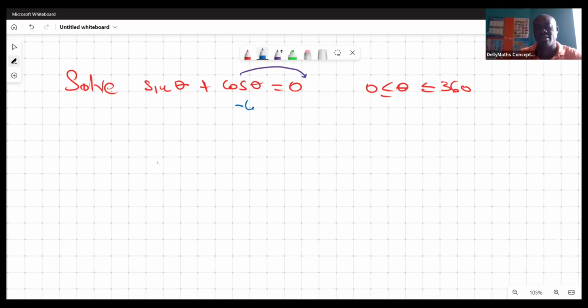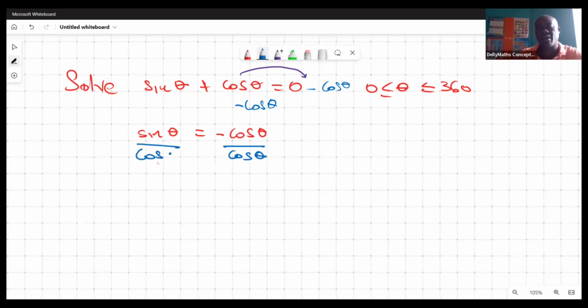Mathematically, I'm going to subtract cos theta from both sides. So let me rewrite this. I'm looking at sine theta is now equal to negative cos theta. So the next thing I realize I can do here, I could divide both sides by cos theta, balancing the equation. Now, let's do some canceling. This will cancel itself, leaving negative 1. So sine theta over cos theta is negative 1.